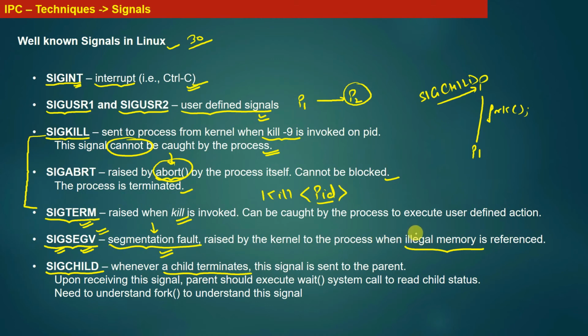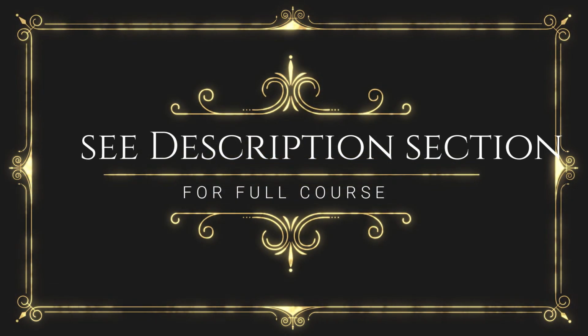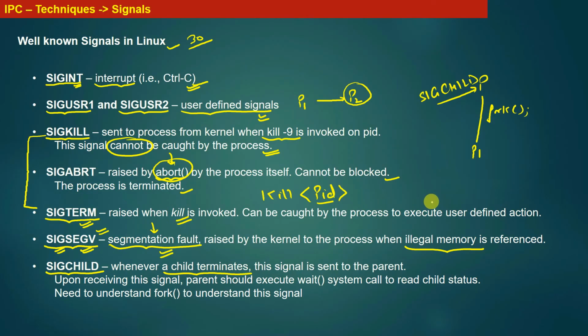So SIGCHLD signal is a signal which is delivered to the process P by the operating system whenever the child process of the parent process gets terminated. Upon receiving the signal, the parent should execute the wait system call to read the child status. Now this is something deep and you are not supposed to understand this as a part of this course. When you explore the fork system call in depth, then only this line is relevant to you. So for now, just understand that whenever a child process terminates, the operating system delivers SIGCHLD signal to the process P.